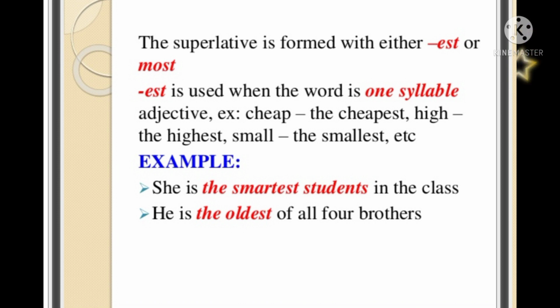The superlative degree is formed with either -est or most. -est is used when the word is a one-syllable adjective. For example, cheap, cheapest; high, highest; small, smallest; hot, hottest. Look at this example: She is the smartest student in the class, and he is the oldest of all four brothers.